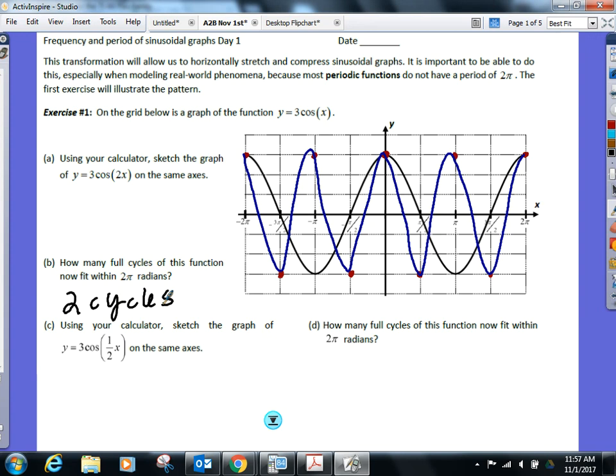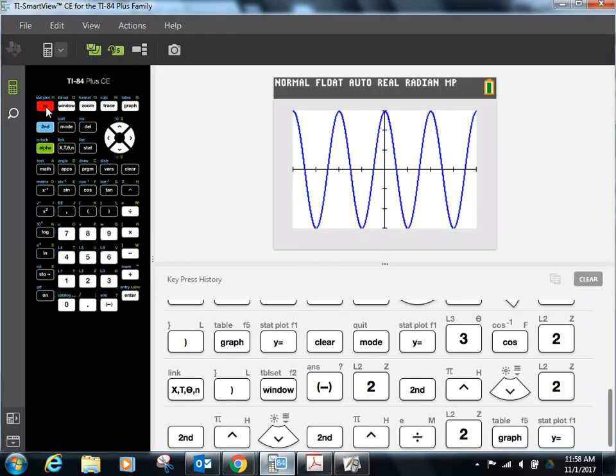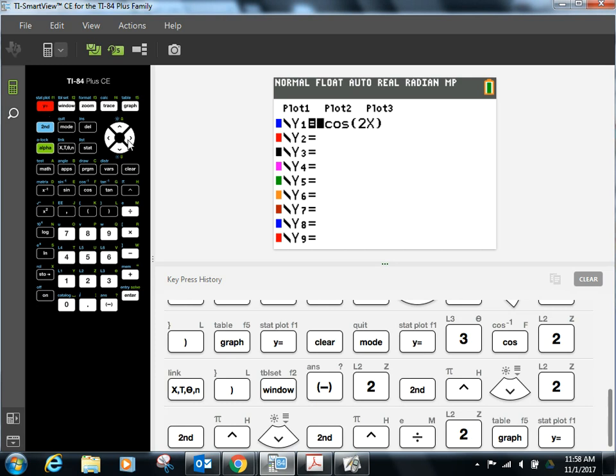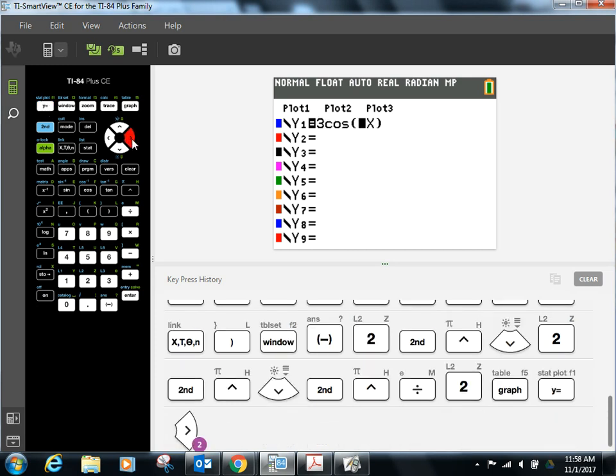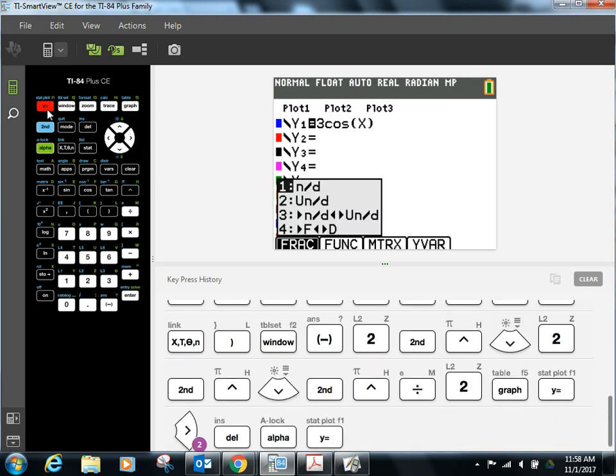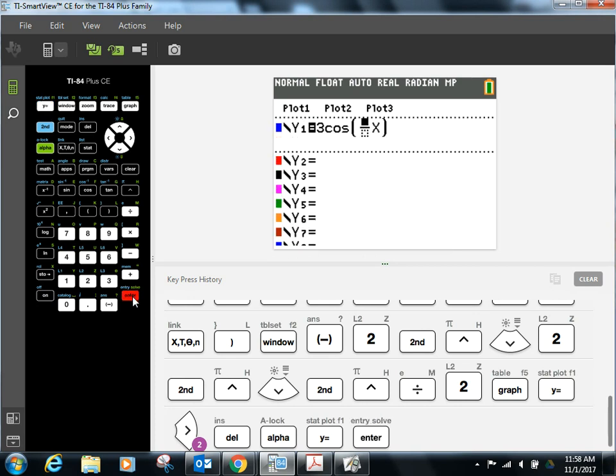So 2 cycles. Okay, no big deal. Let's do another graph. Everyone go back to your calculator. You don't need to change the window. Do 3 cosine 1/2 x now. Clear out the 3 cosine 2x and do 3 cosine 1/2 x. If you got a fraction template, use it.